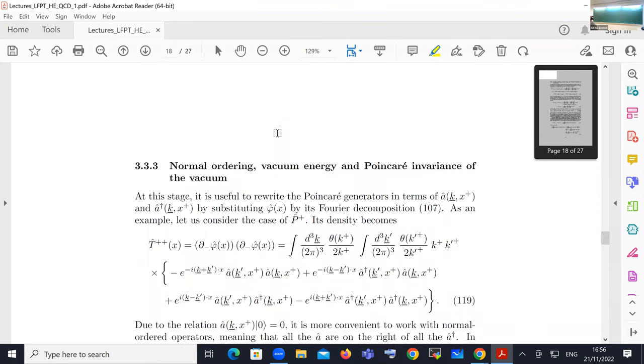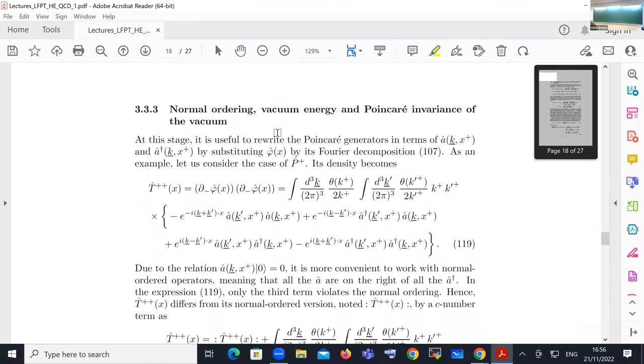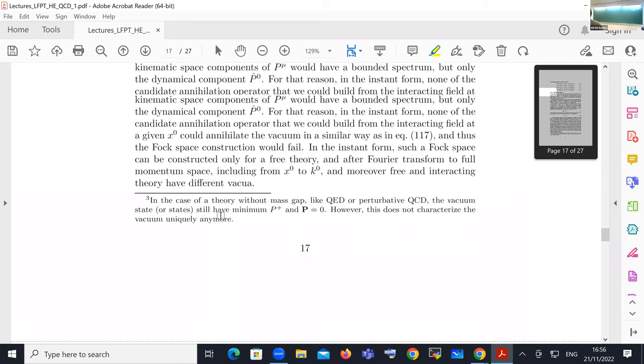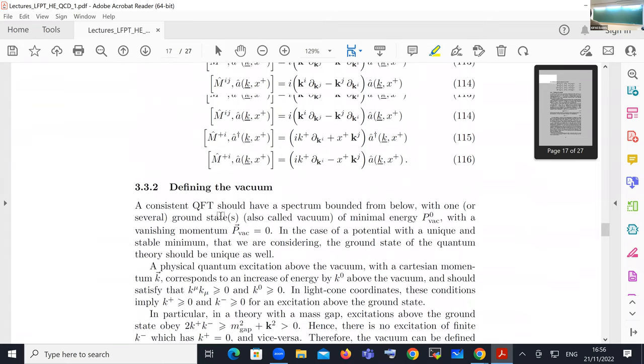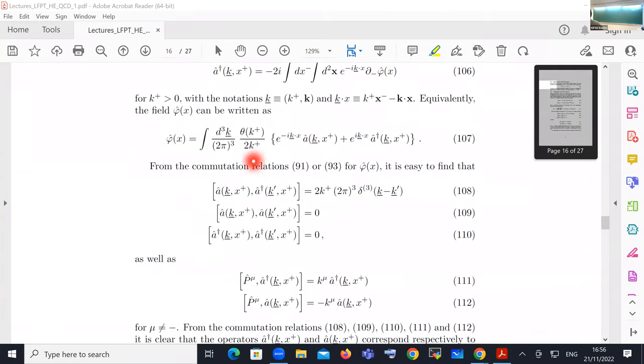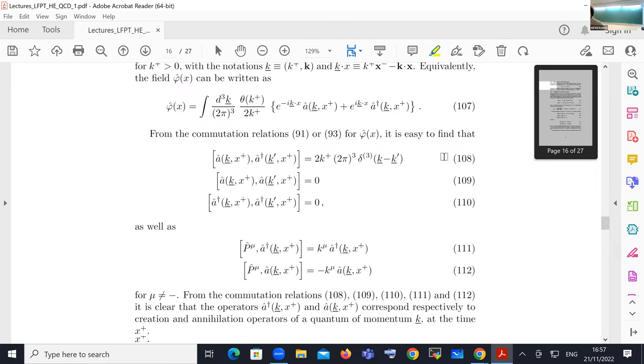So here now, I'd just like to discuss a bit further some properties related to the vacuum and also to the Poincaré generators, once we write them in terms of the creation and annihilation operators instead of the field. So far we had expressions in terms of the field, and now, since the field has this kind of partial Fourier decomposition, we can insert that to replace the field by A and A dagger.